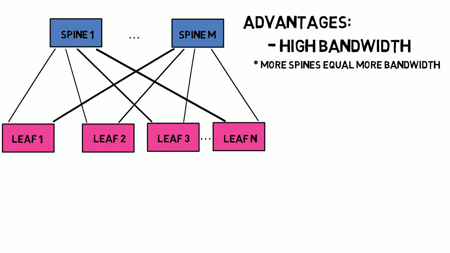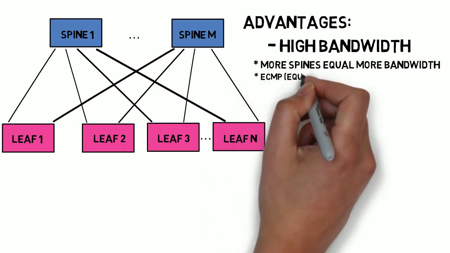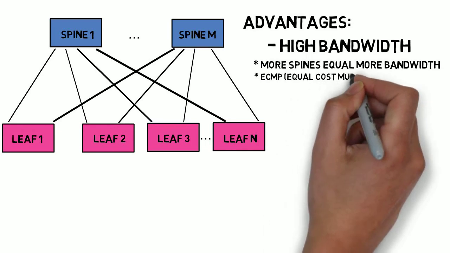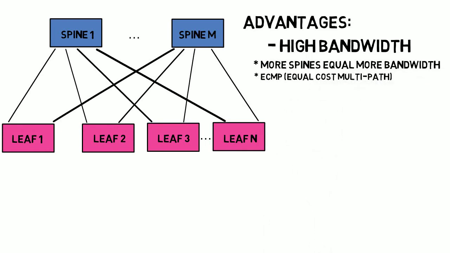Unlike a classical access aggregation topology that existed before, every single link between the leaf and the spine is utilized in this topology. Therefore, if I want to build, assuming 10 gig links, an 80 gig network, all I have to do is put 8 spines. If it is a 100 gig link, I get an 800 gig interconnectivity between any two leaves.